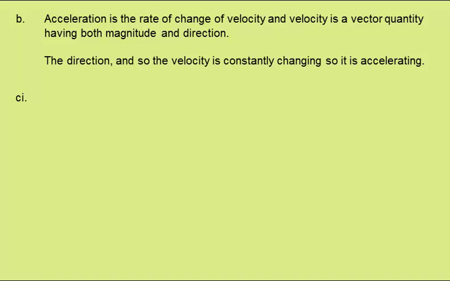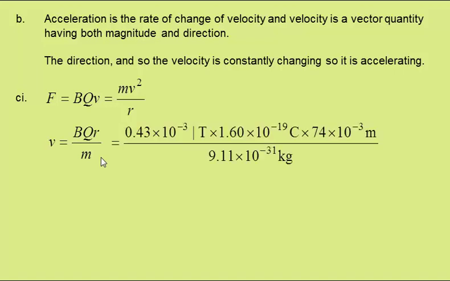In C part 1, by considering the centripetal force acting on the electron, we need to show its speed is 5.6 times 10 to the 6 meters per second. Well, the force is given by the magnetic flux density times the charge times its speed, and this provides the centripetal force, mv squared over r. We can rearrange for v. Putting in all the values gives a speed of 5.59 times 10 to the 6 meters per second, or 5.6 times 10 to the 6 meters per second as required.